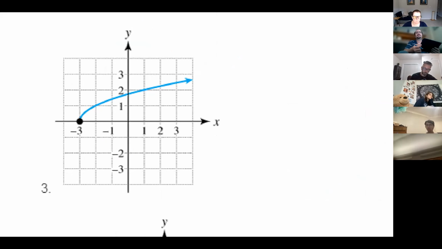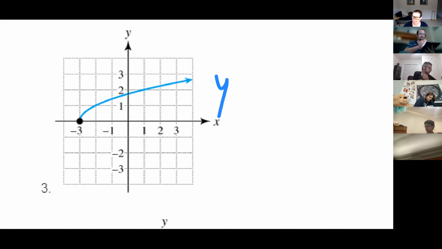And who's next? Fernanda? Would that one be y equals... What's the parent function? Just start with the parent function. X +3. I knew it was too easy. Yeah, but for some reason... what's the parent function here?